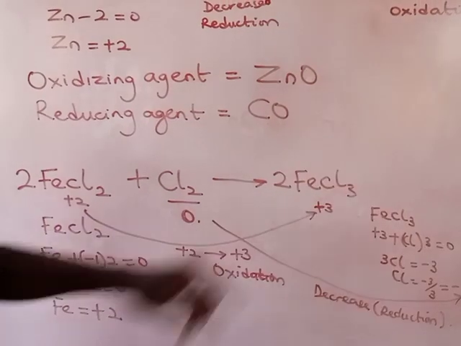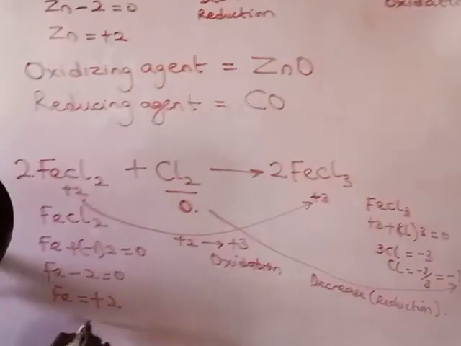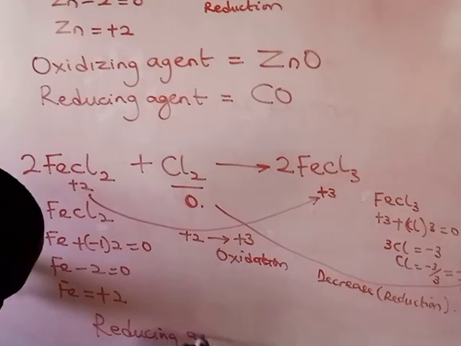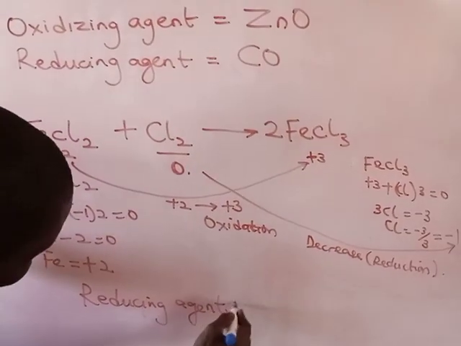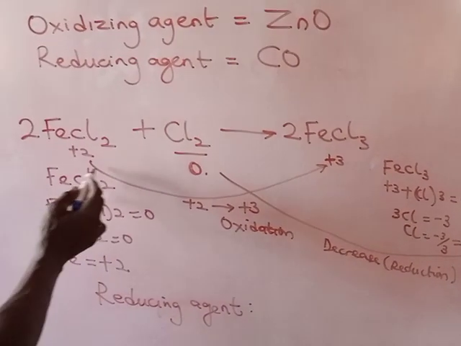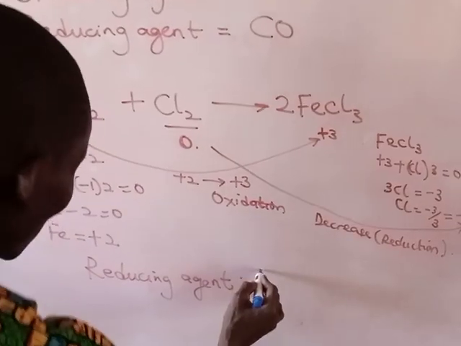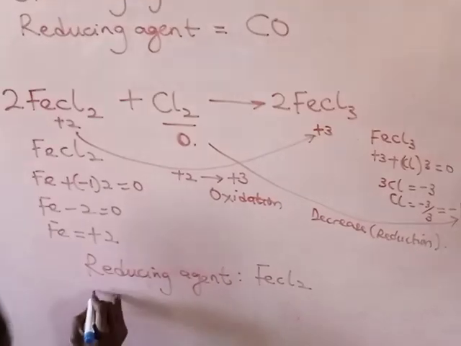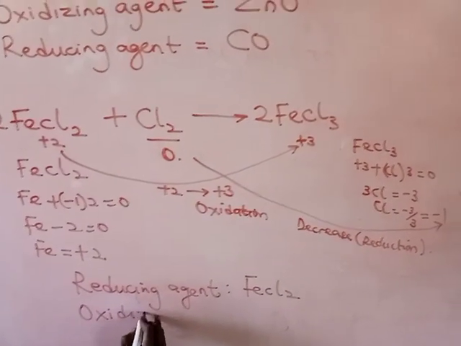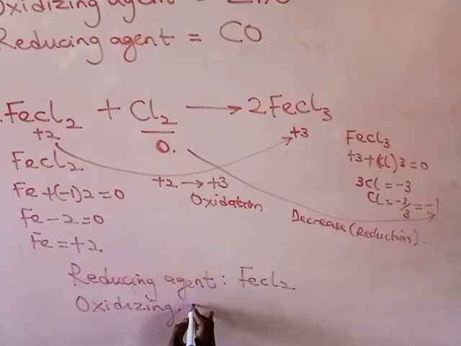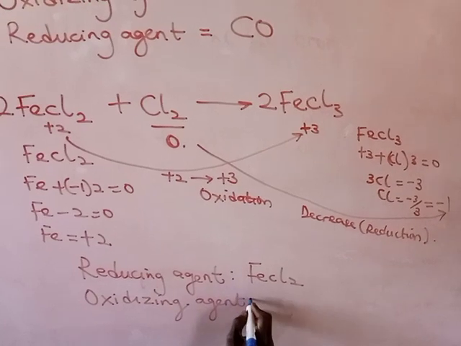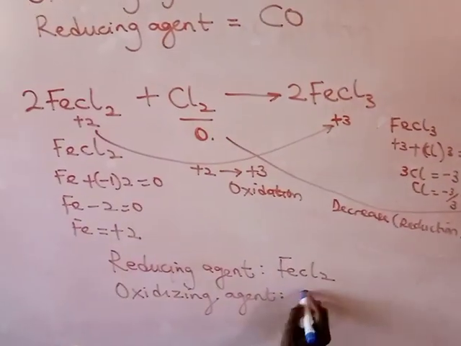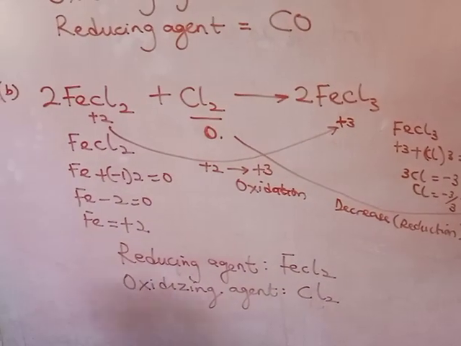The species that is oxidized is the reducing agent. Check our definitions again. The species that has been oxidized, that has increased, is the reducing agent. That's FeCl2. While the oxidizing agent is the species that has been reduced. From 0 to -1 is a reduction, and it's there. So that's Cl2.